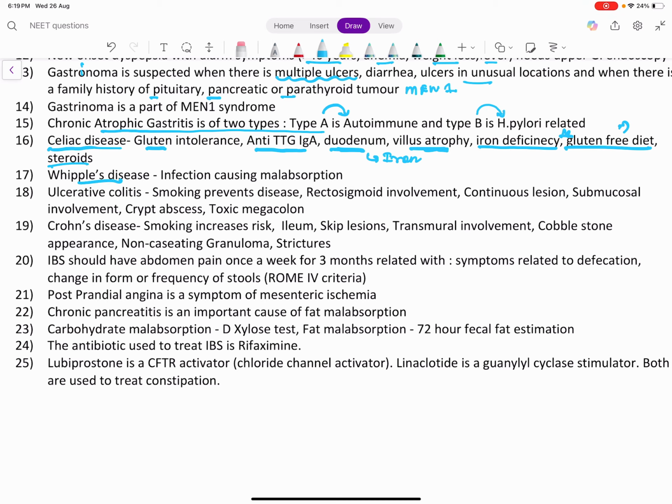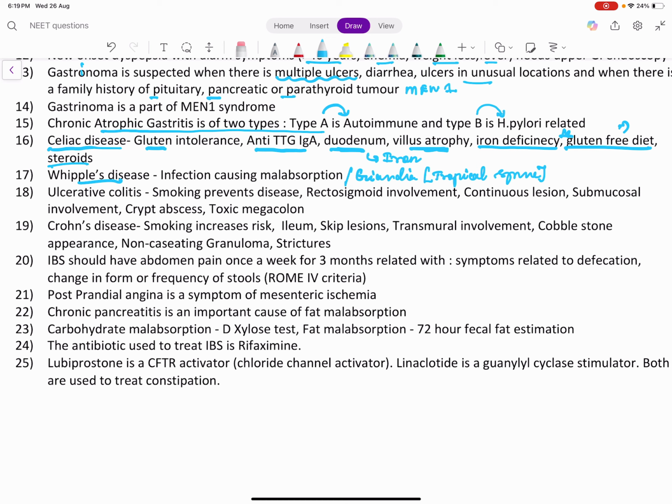Now another infection which causes malabsorption is Whipple's disease. Of course, there are other infections also which can cause malabsorption, like Giardia. So presence of these worm infestations, we call it tropical sprue. So these are some infections which cause diarrhea.